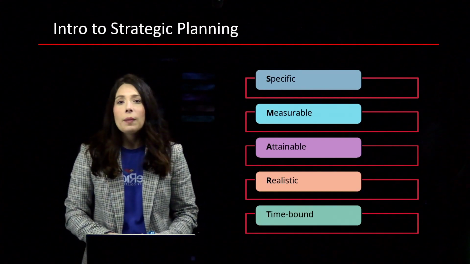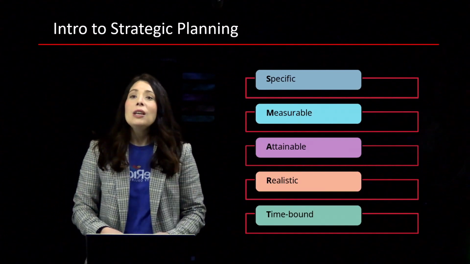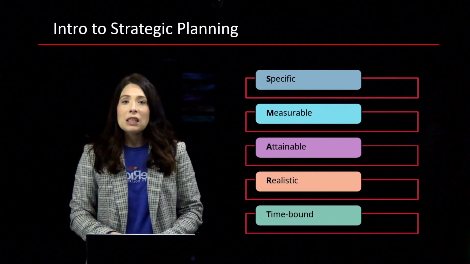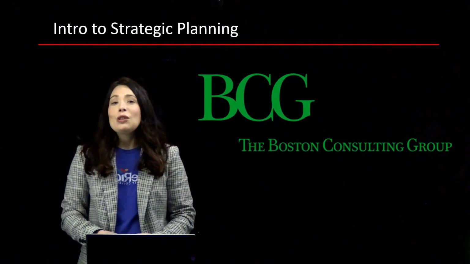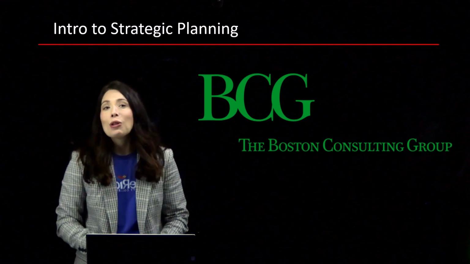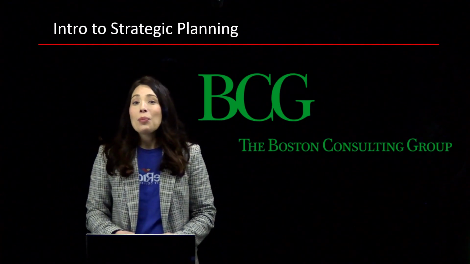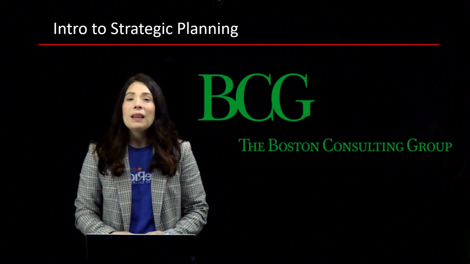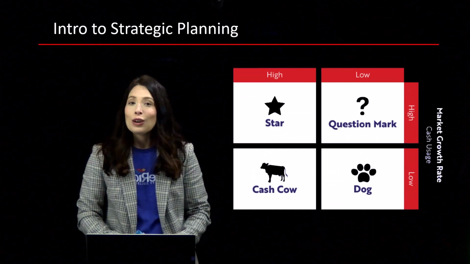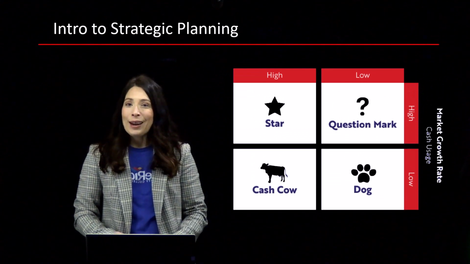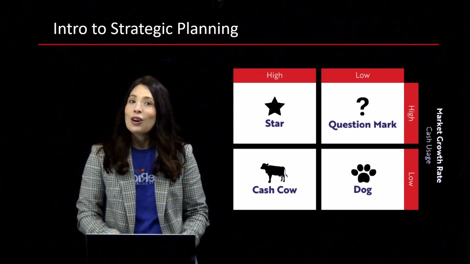Now that we've learned a little bit about strategic planning, let's look at a few resources that marketing teams use to assist the overall organizational strategic planning process. The first model I'd like to introduce you to is the BCG model, or the Boston Consulting Group model. In this model, we define products based upon where they fit in the category. Products are identified as stars, cash cows, problem children or question marks, and dogs.